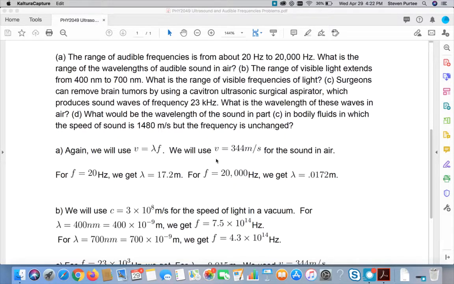Notice, by the way, lambda and f are inversely proportional. Big frequency means small wavelength. Small frequency means big wavelength.